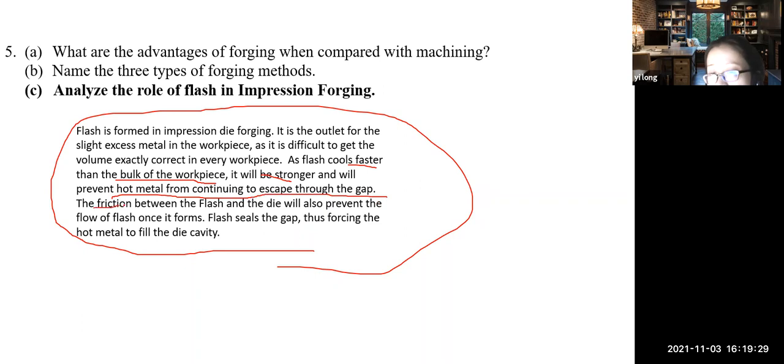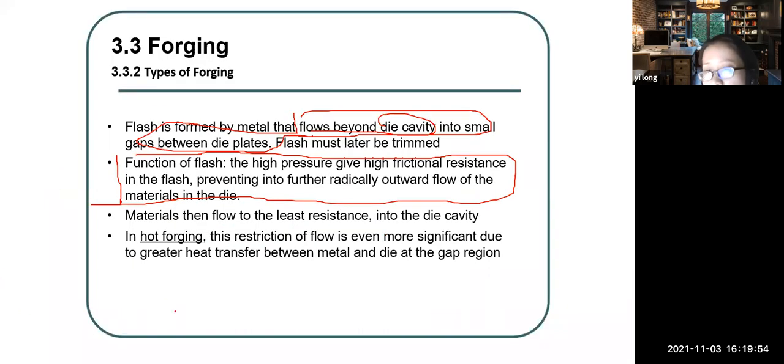So there will be very high friction between the flash and the die, which also prevents the flow of the flash once it forms. So the flash is like a seal for the gap, like a stopper, forcing the hot metal to fill the die cavities. This answer was passed down from the Prof who used to teach this before me. I'm teaching this for the first time anyway. This answer is also okay from what we have seen in the lecture notes.